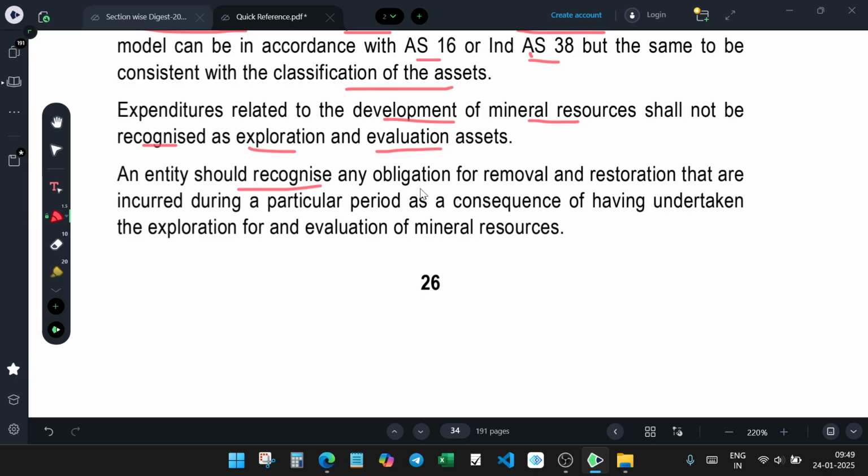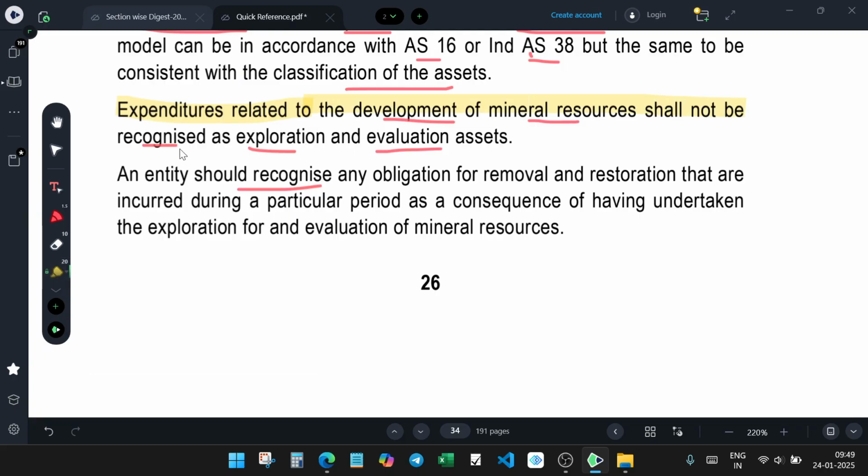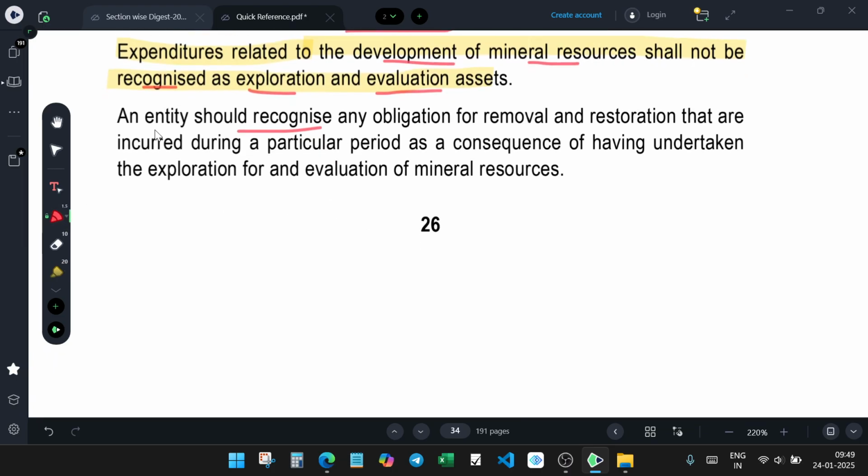The entity shall recognize any obligation for removal, which is a very important point. Expenditure related to development of mineral resources shall not be recognized in the exploration and evaluation asset. The entity shall recognize any obligation for removal and restoration that is incurred during the particular period as a consequence of having undertaken the exploration for and evaluation of mineral resources.